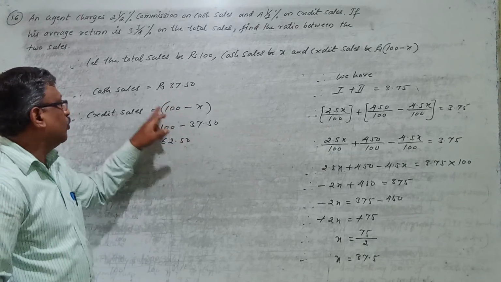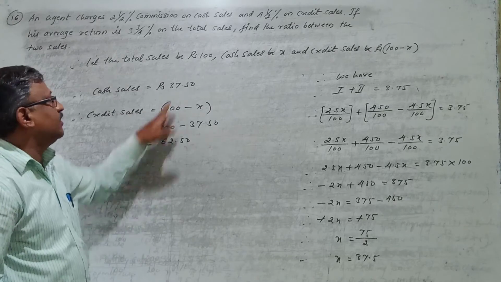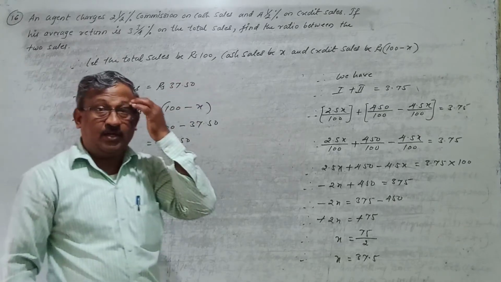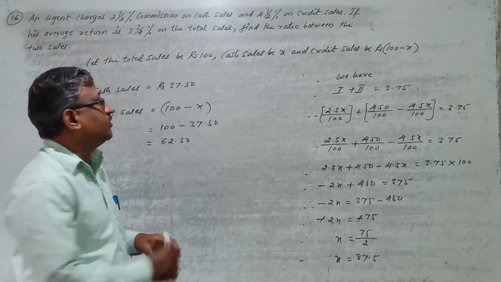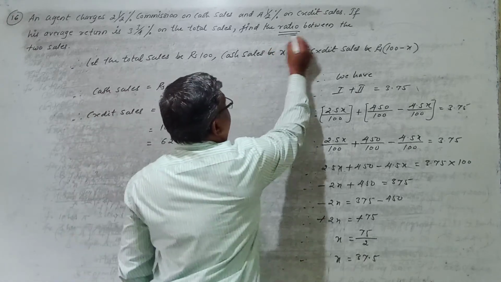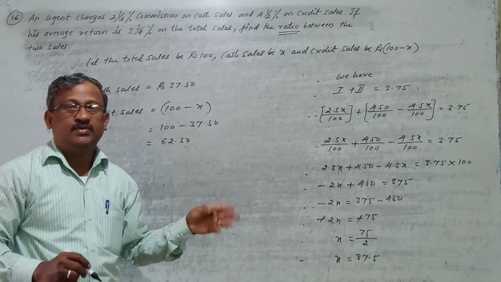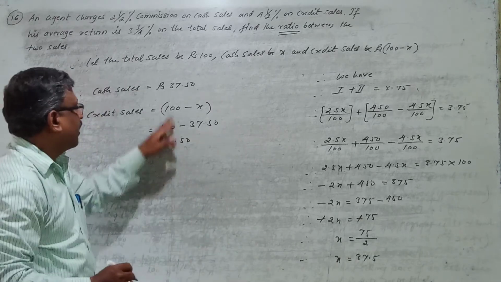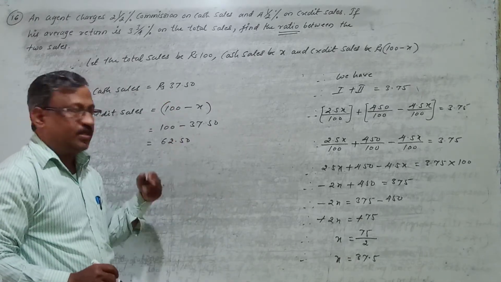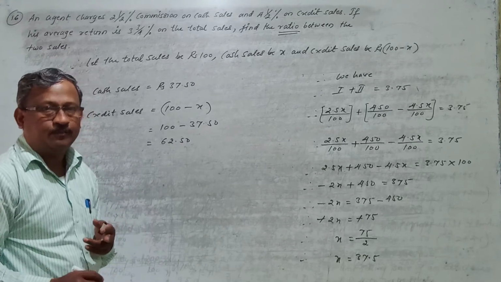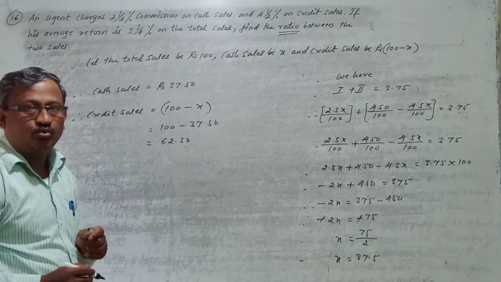Like this, you will come to know what your cash sales and credit sales are if your total sales are 100. So what question have they asked here? They have asked you to calculate the ratio between the two sales. Between the two sales means cash and credit sales. Now cash and credit sales are known, so we have to express the same in the form of a ratio.